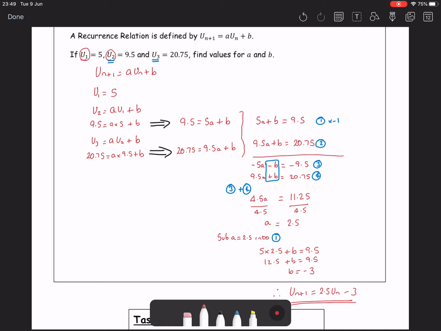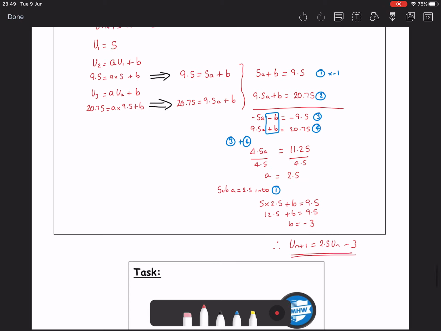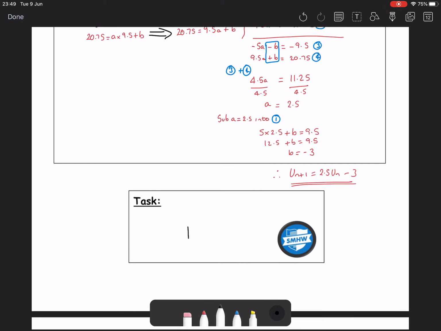So we're looking to use each of the terms, form 2 equations, and then solve simultaneously. Please refer to the PowerPoint for questions. And that is the end of our recurrence relations.